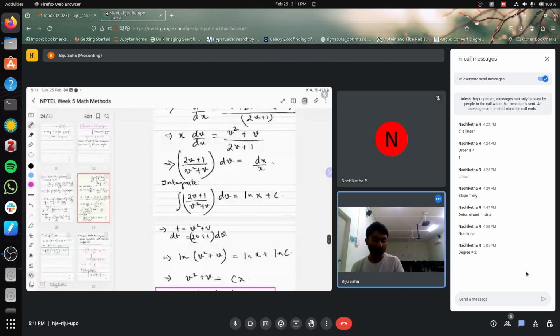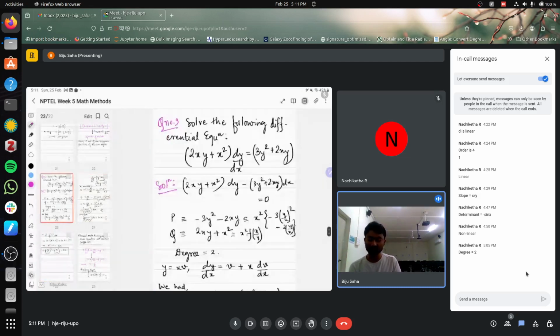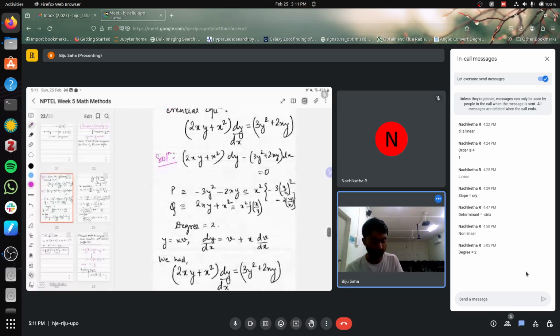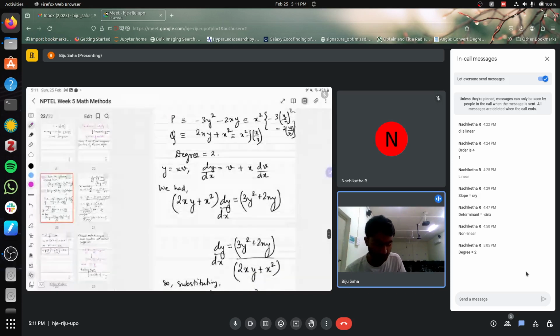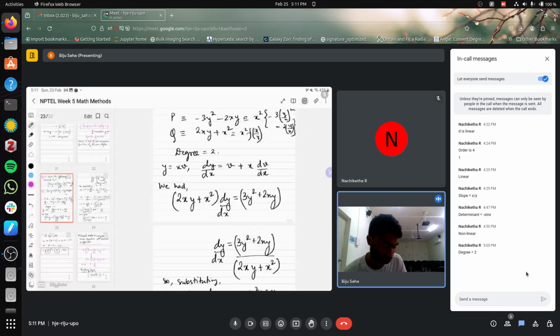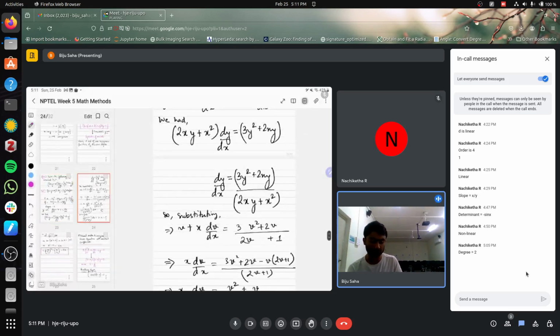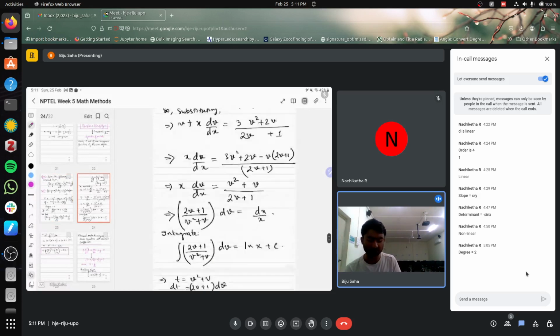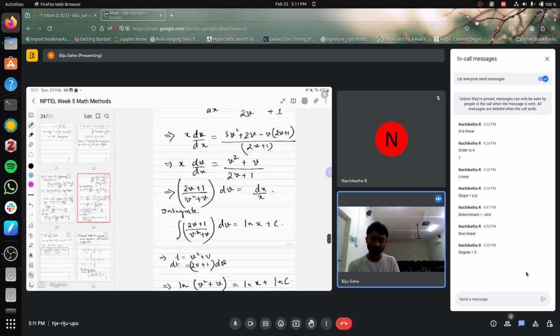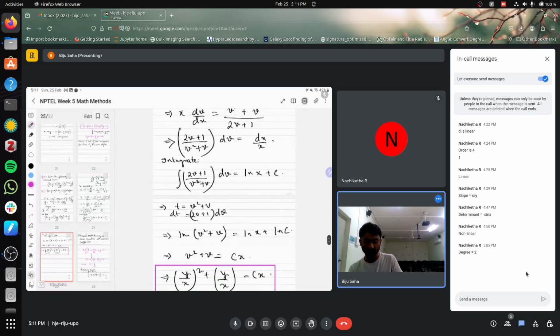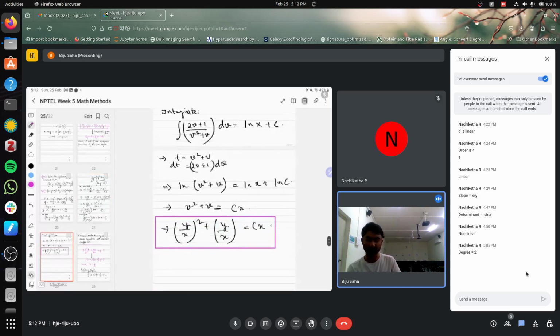So what we did is we checked for the homogeneity and they are of the same degree. You already said that their degree is equal to 2. So the next step was to make a change of variable. So we substituted y equal to xv and then we could separate out the variables on the two sides of the equality sign, and then we could integrate and then resubstitute my original variable and arrive at the solution.